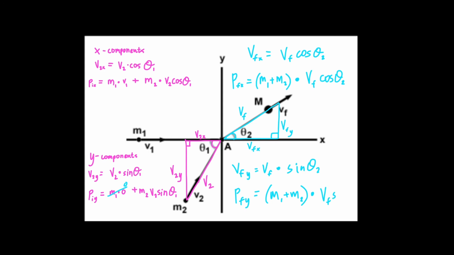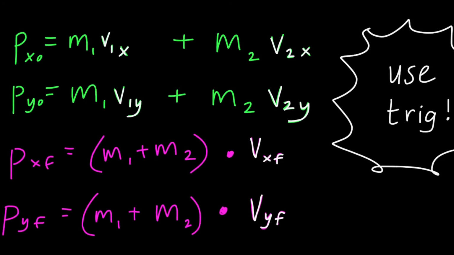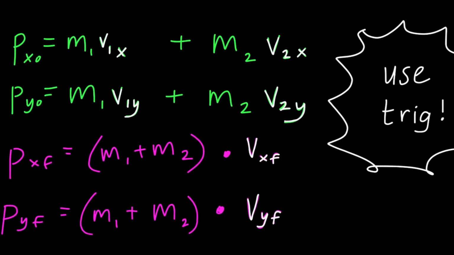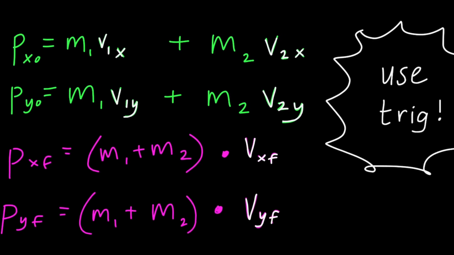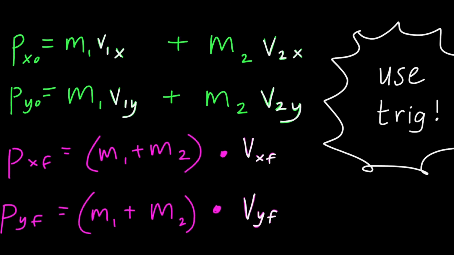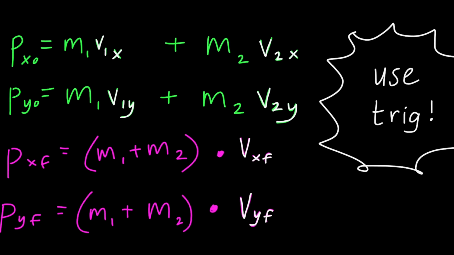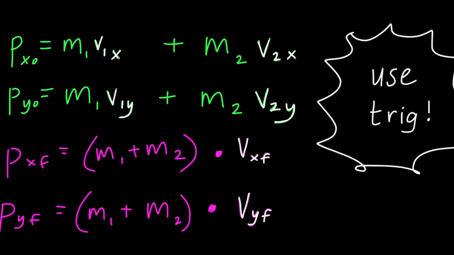To recap, when dealing with perfectly inelastic collisions, use the conservation of momentum. When dealing with inelastic collisions at an angle, we're still using the conservation of momentum, but remember to use trigonometry to solve for the x and y components of velocities and momentums.